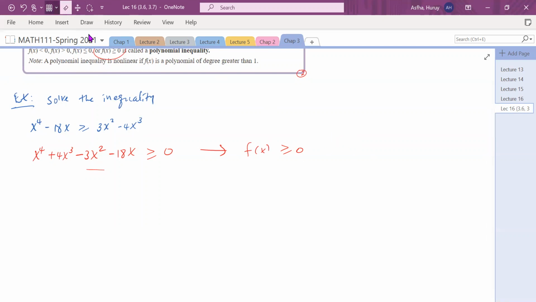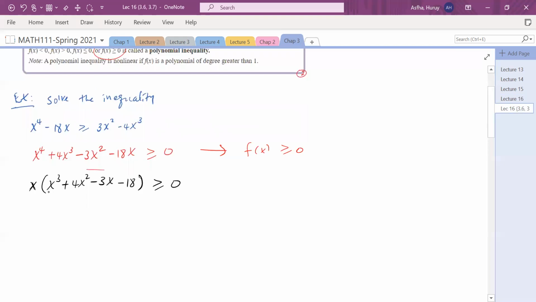The next is we need to factorize this polynomial. To factorize it, as you can see, we can factor out the x because all of them have x. So factor out x, and that will be x cubed plus 4x squared minus 3x minus 18 greater or equal to 0. And the next is we need to factorize this term with this factor.